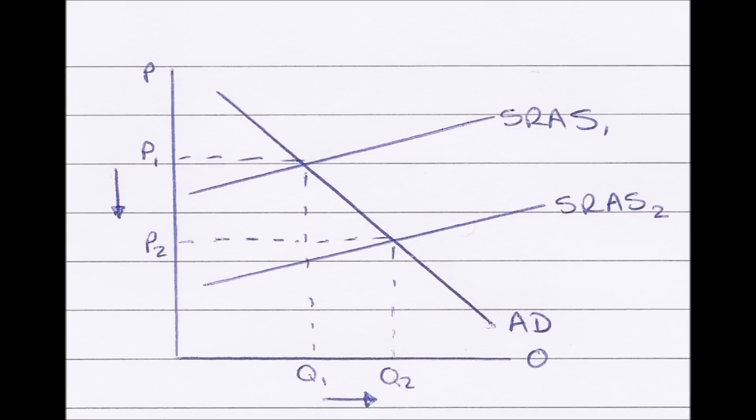Next, we have short-run aggregate supply increasing, and when there is an increase in short-run aggregate supply, our curve shifts downwards or to the right. And this is shown here by a shift from SRAS1 to SRAS2. And due to this, our equilibrium price level has decreased from P1 to P2, and our equilibrium output has increased from Q1 to Q2.